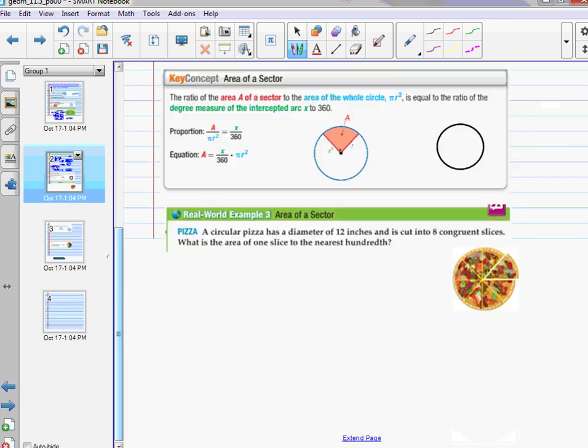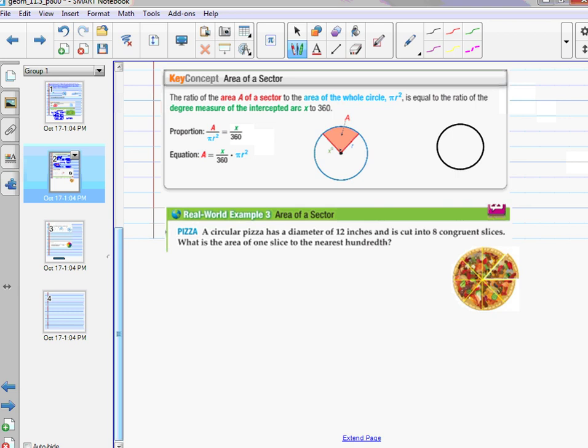We already had a formula from last chapter to figure out the length of an arc, not the measure of an arc. An arc is measured in degrees. The length of it is going to be in linear units, inches, centimeters, things like that. And the length of an arc is just a fraction of a complete circumference. The same idea works here. If I want to figure out the area of a sector, that piece of pizza or a piece of pie or whatever you have in circles, it's just a fraction of the complete area of a circle.